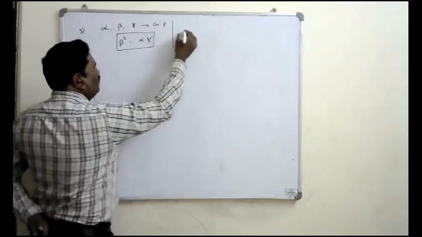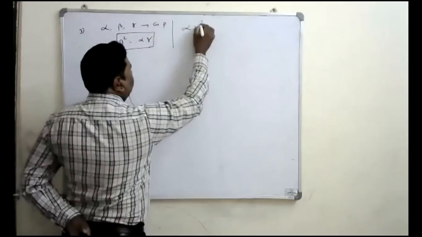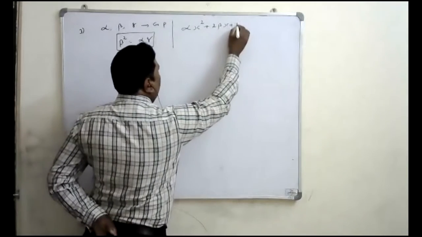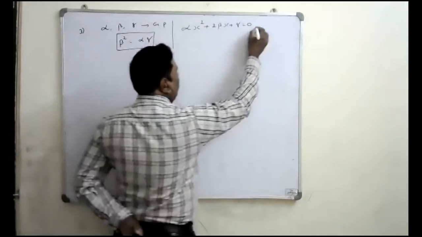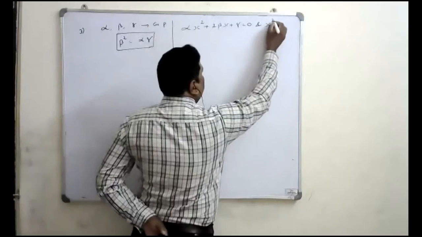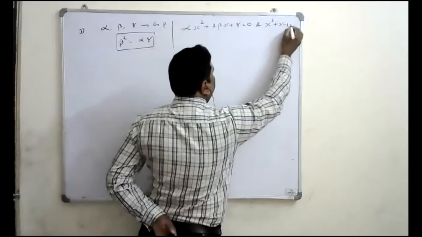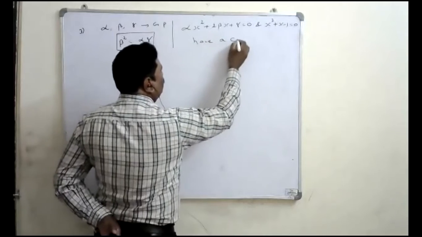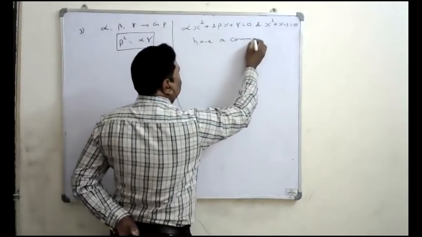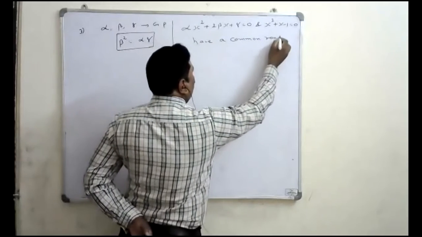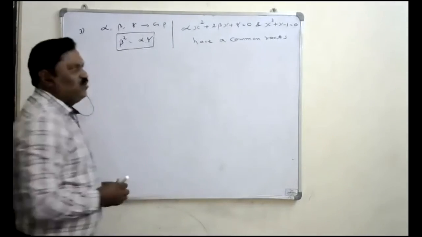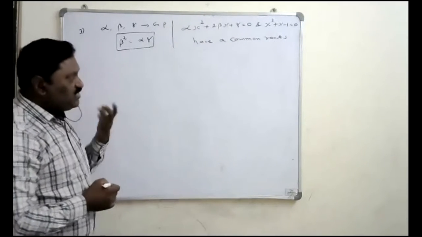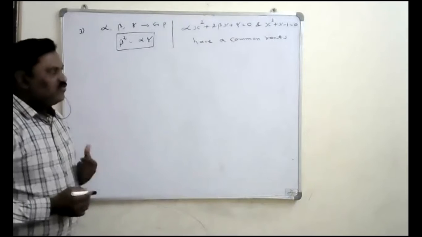And they have given that alpha x square plus 2 beta x plus gamma is equal to 0 and x square plus x minus 1 is equal to 0 have a common root. These two equations have a common root. What is that common root? That we have to find.